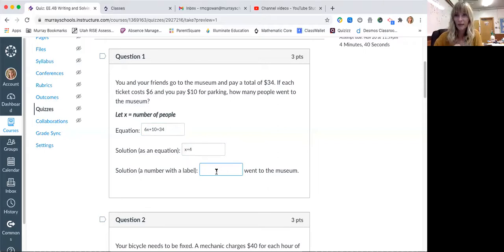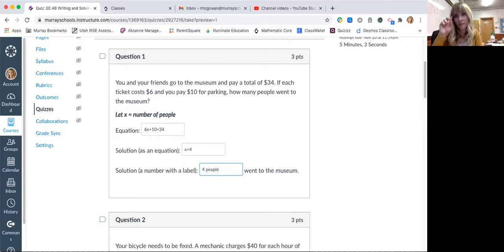A number with a label means, what does this mean? You're going to fill in the blanks from this story. So let's read this. Blank went to the museum. What would make sense to put here? Well, that's where we put together our solution as an equation, x equals 4, with what we assigned the variable as. This 4 means 4 people.